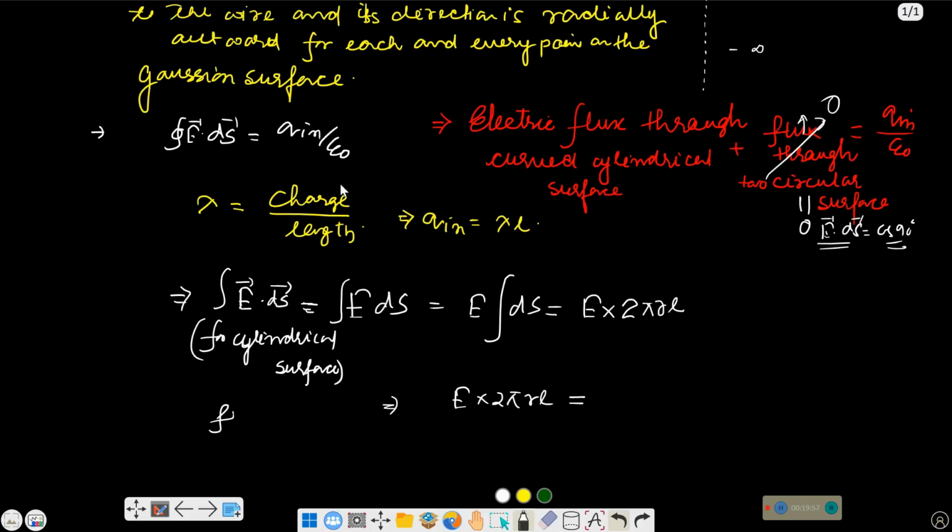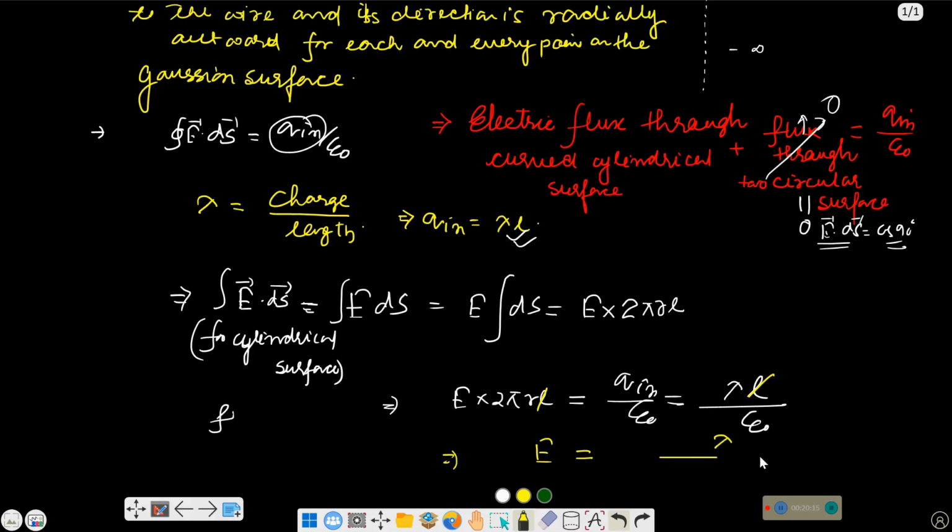And this must be equal to q in by epsilon naught. q in is lambda L, so putting lambda L by epsilon naught, we are left with E equal to how much? This L will get cancelled. So E will be equal to lambda by 2 pi epsilon naught r. So this will be the electric field due to the infinitely long charged wire at a distance r from the wire.